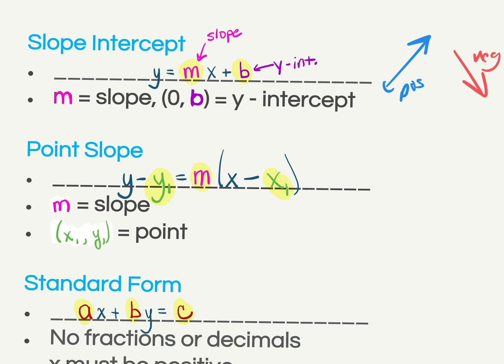In point-slope form, sometimes it's easier to use point-slope versus slope-intercept and vice versa. But a good time to use point-slope form is when they give you a point and a slope. So it's y minus y1 equals m times x minus x1. The y and the x in that color are constants. I put y1 and x1 in green. That's the point that would be given. And then m is your slope.